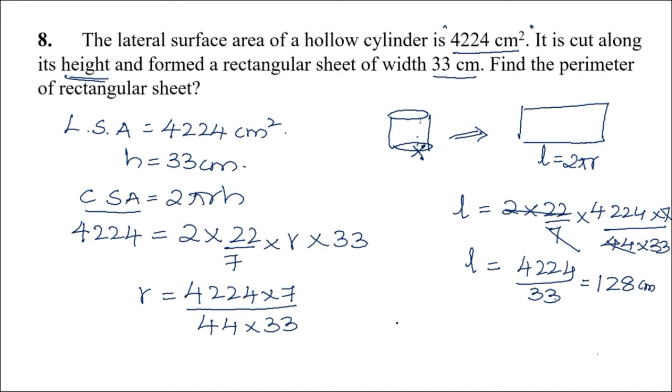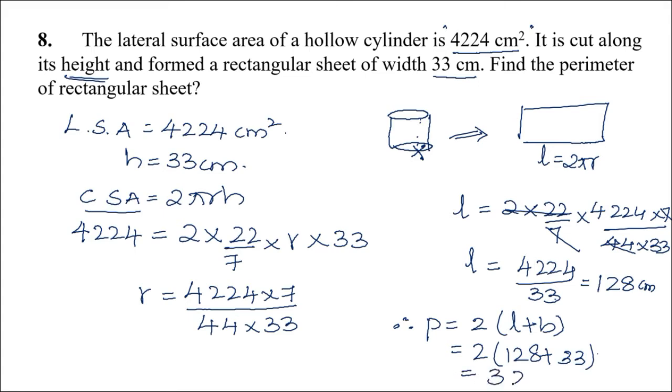Therefore, perimeter is given by 2 times length plus breadth. So 2 times 128 plus the breadth, which is 33. On multiplying, we'll be getting 322 centimeters. This will be the perimeter.